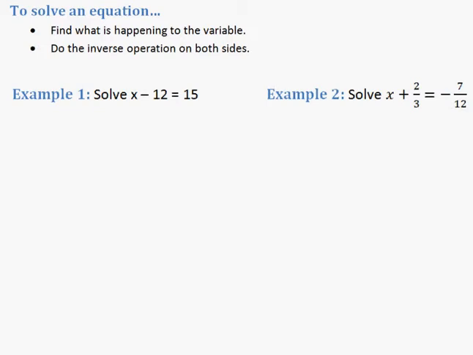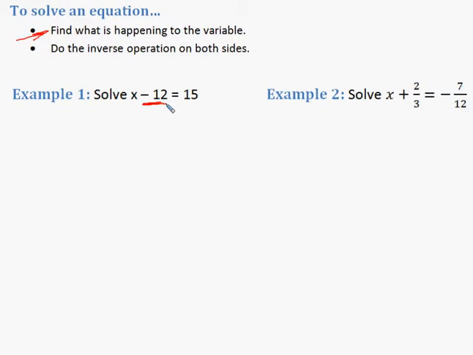Now this one, example 1, could be a common sense one. You could think, what number, if you subtract 12 from it, would you get 15? And hopefully if you think through that, you would realize that it's 27. That's not always going to be so simple, so we want to learn this process. So we're thinking, find out what's happening to the variable. Here's the variable, what's happening to it? Well, 12 is being subtracted from it.